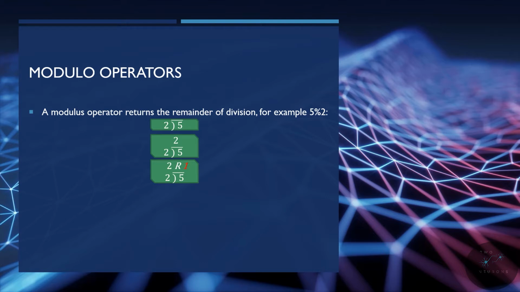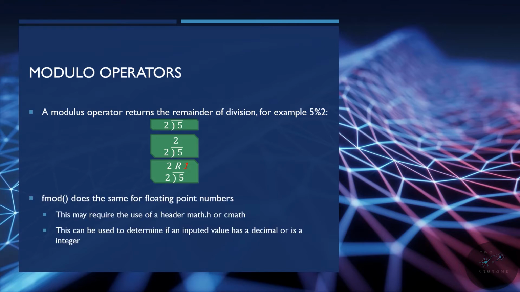And this can be useful for determining odd versus even numbers. It can also be useful in determining if something is an integer or a float. Now, there is an alternative version of this operator for floats, and that operator is the fmod. It does the same thing for floating point numbers. Now, you may need to include a header, either the math.h header or the C math library header. And as I mentioned, this can be used to determine if a value is a floating value, so it has a decimal, or if it's an integer. And we'll explore how in just a moment.